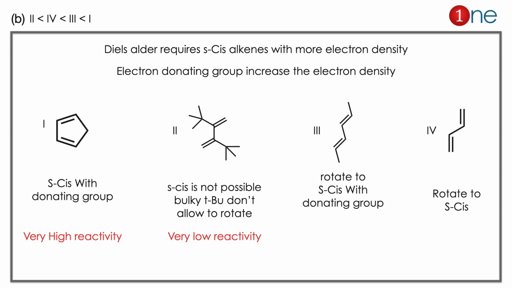Among 3 and 4, 3 has a methyl group which is an electron donating group. So it will have higher reactivity than 4. Hence the order will be B, which is first one is higher, then comes third, then comes fourth, and the least will be the second one.